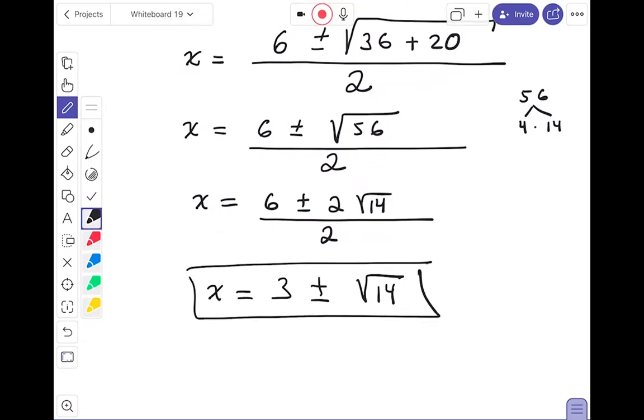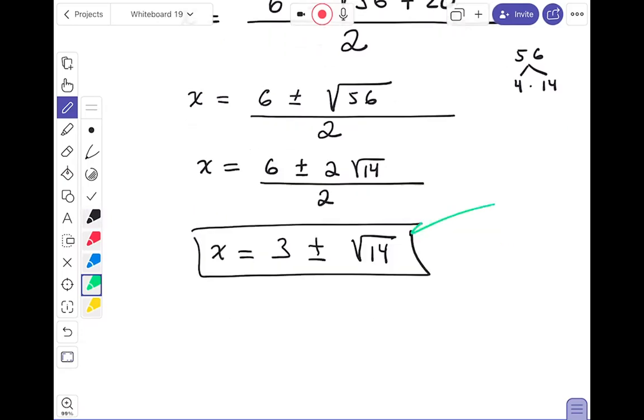You can write that down as 2 separate numbers, 3 plus root 14 or 3 minus root 14. However, we can't do the arithmetic, so we actually prefer this answer. Let's look at the key, and you should be staring at that answer, and you are. All right, let's go to the next one.